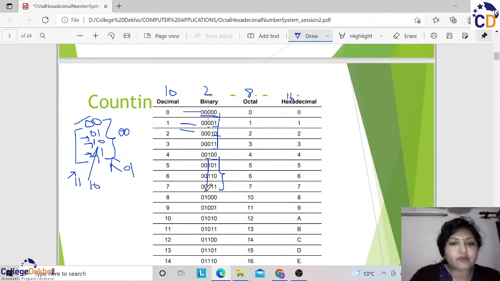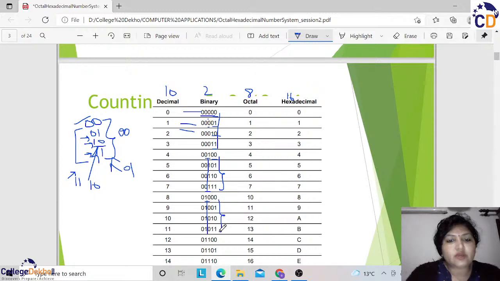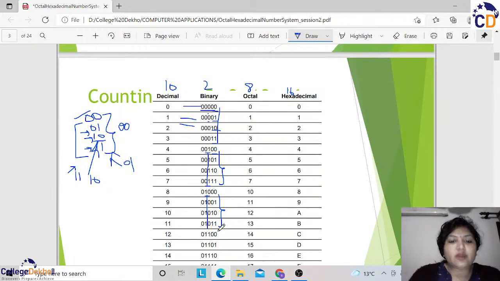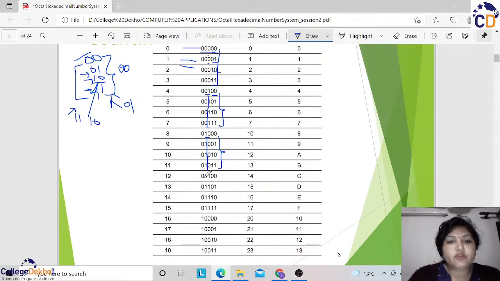Again, now you have completed the 0 1 part. Then after 0 1 you will get 10. So here you will be getting 10. Complete this series 10 and apply the same series 0 0, 0 1, 1 0 and 1 1. Then the last number would be your 1 1.